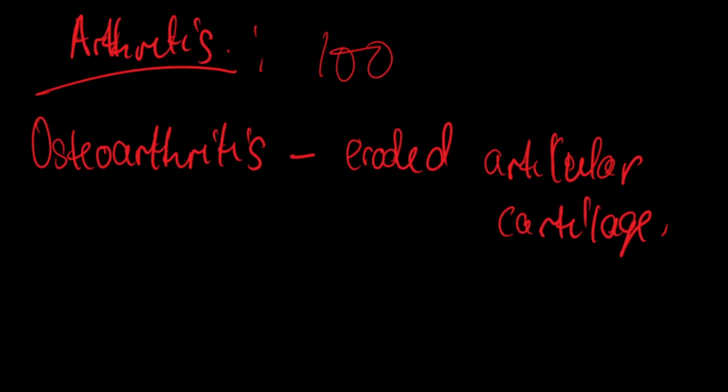When we were studying the structure of the synovial joints, we saw that we had the articular cartilage, made of hyaline cartilage, covering the articular surface of the bone. So we had the bone and then the articular cartilage. In osteoarthritis, this articular cartilage is eroded, and of course it would lead to wearing and tearing of the joints.